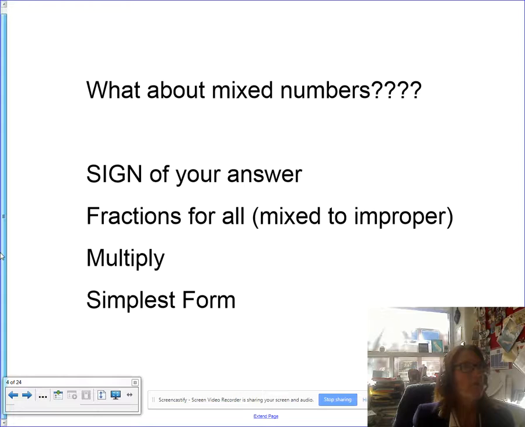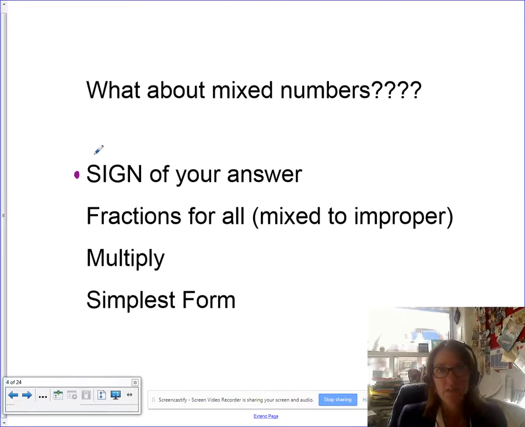Sounds good. I got that. I remember how to do that. So what about when we start putting mixed numbers in here? Well, take these steps. 1, deal with the sign of your answer. Then you don't have to worry about it anymore. You just take the absolute values and go to town. Turn everything into a fraction. So any mixed number you have, turn it into an improper fraction. Then you can multiply, simplify if you can, and get your final answer in simplest form.